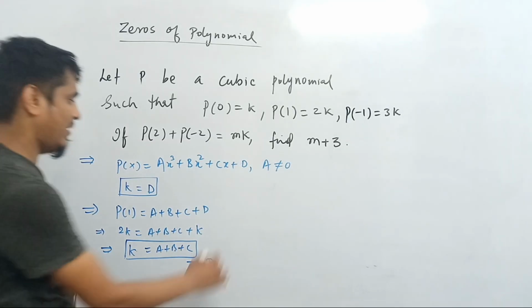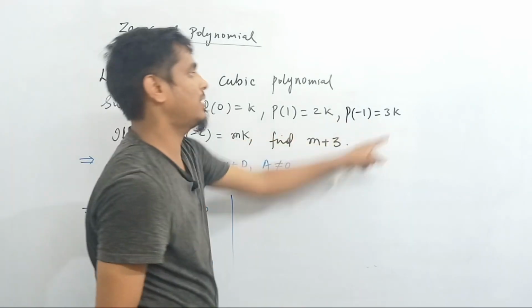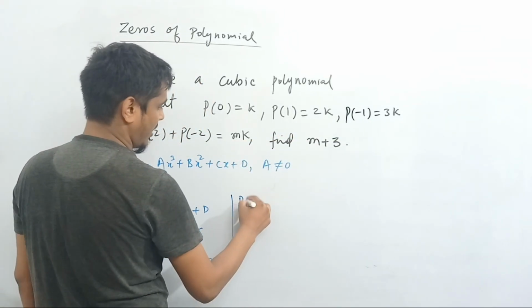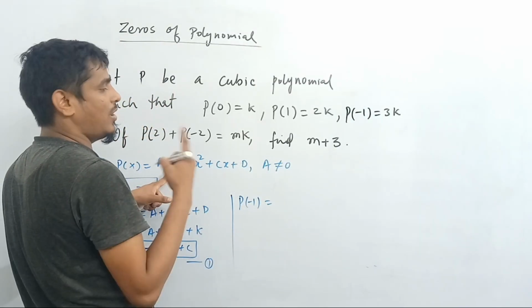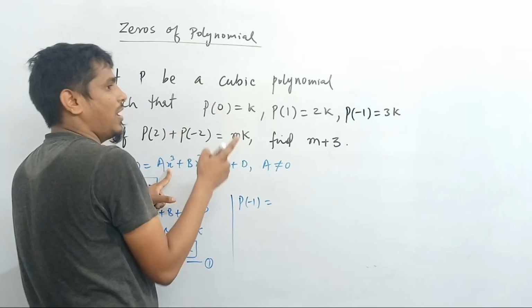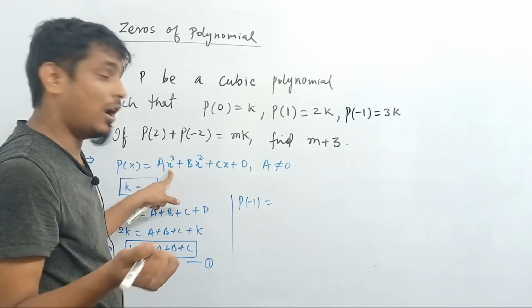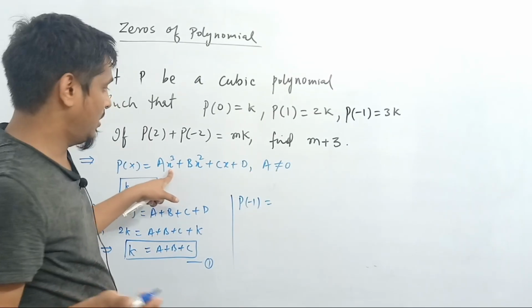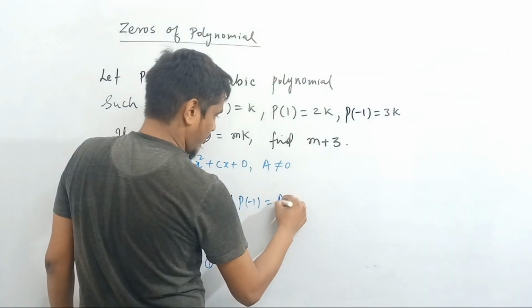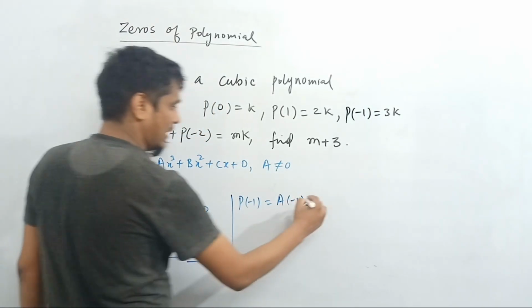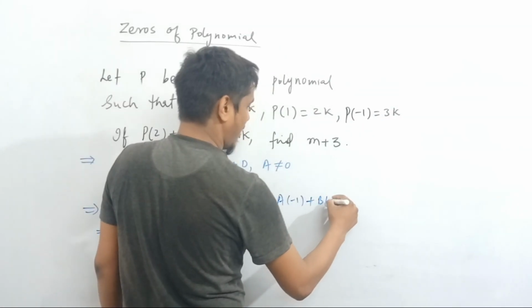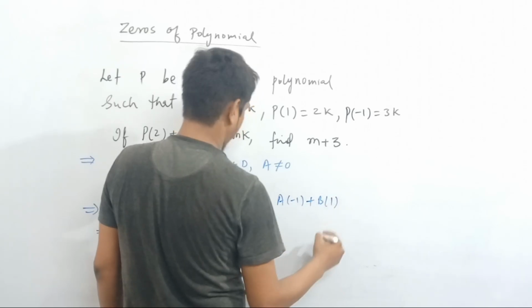Now we have been given p(negative 1) is 3k, so substituting x is equal to negative 1, that is equal to a times x to the power 3, which means negative 1 to the power 3. Negative number to an odd power is a negative number, right? So that is going to be equal to negative 1, because minus 1 power 3 is minus 1, and then b times negative 1 power 2, which means positive 1, right?